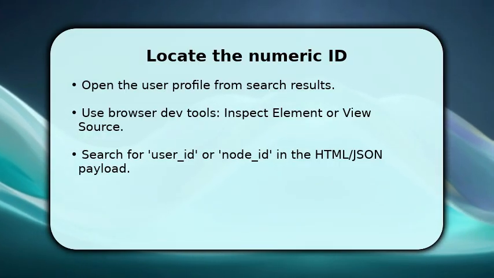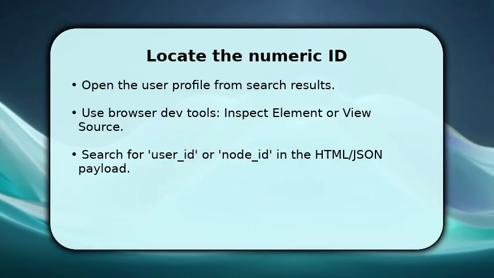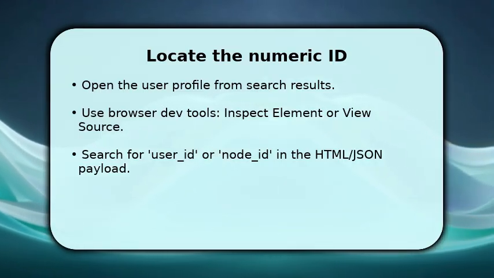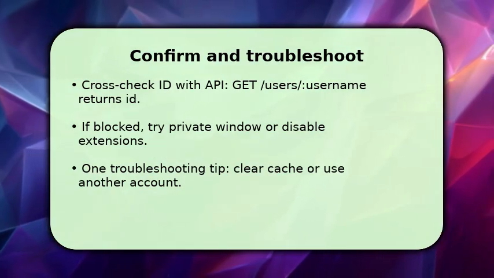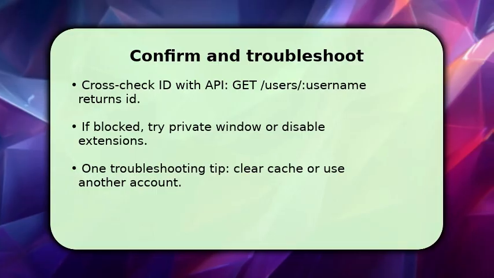Finally, confirm the numeric ID by calling the public API. GET /users/username returns an ID field. You can run this in a terminal with curl or in the browser by viewing the JSON response.